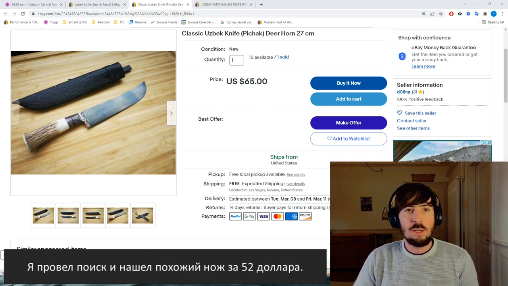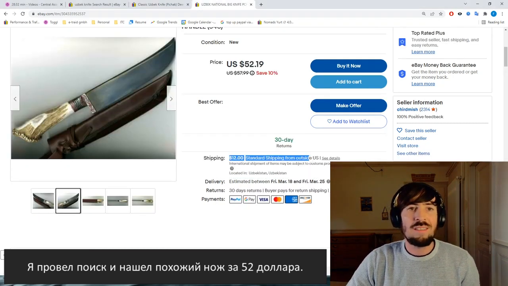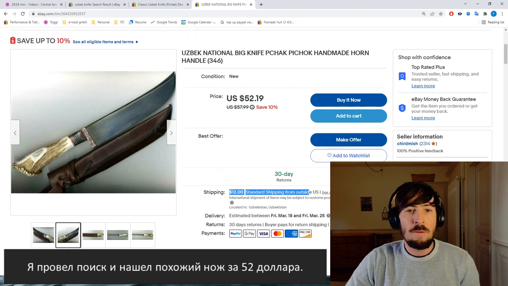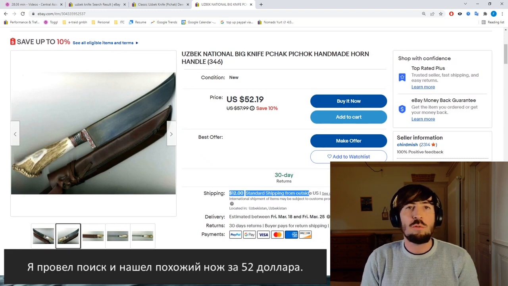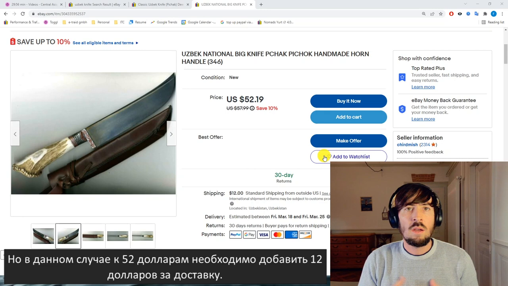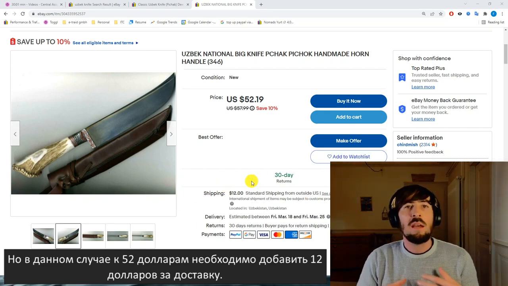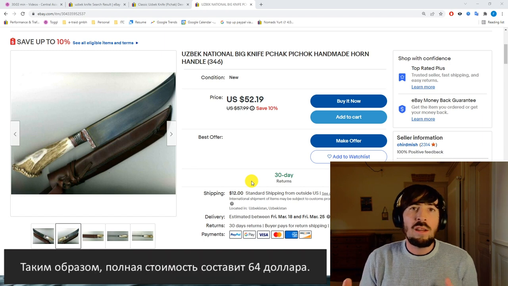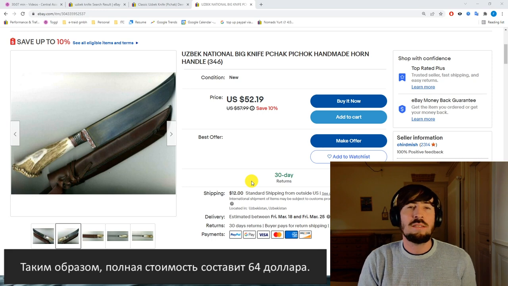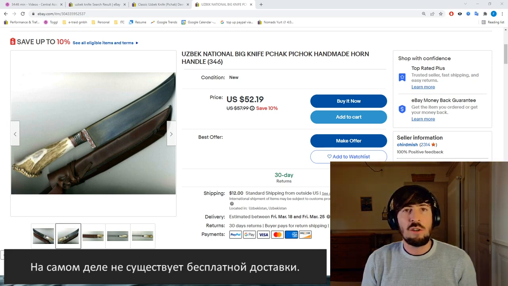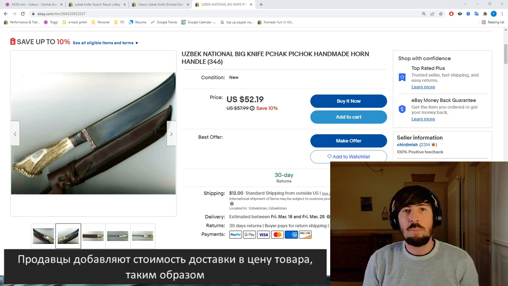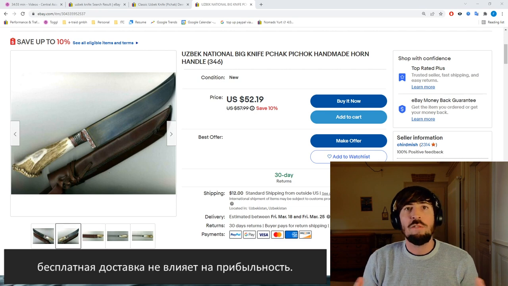Now, I did a little bit of research and I was able to find the exact same knife from another seller. This time it's being sold for $52. You'll note that this seller is charging $12 for shipping. If we add everything up, we're looking at $64.20, so roughly the same price as the other seller. In reality, there is no such thing as free shipping. Sellers will always build the shipping cost into the final price so that free shipping will not affect their profit margin.